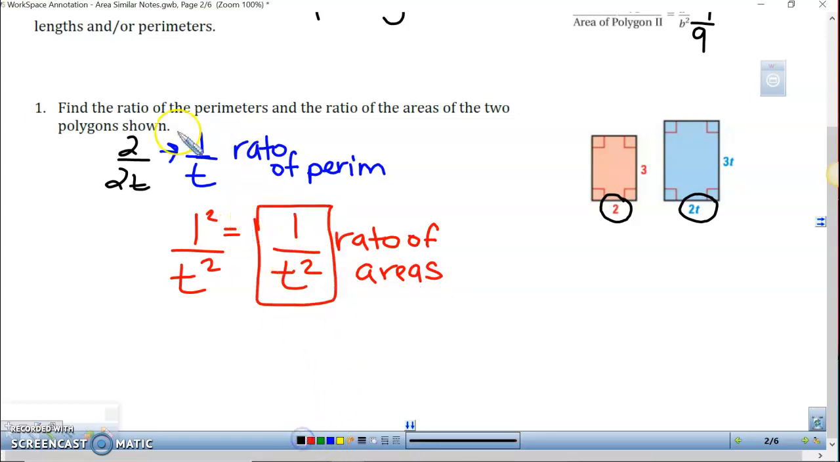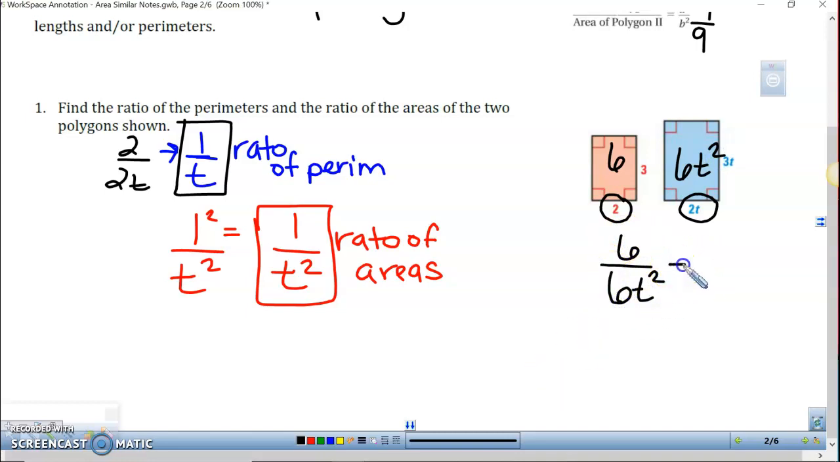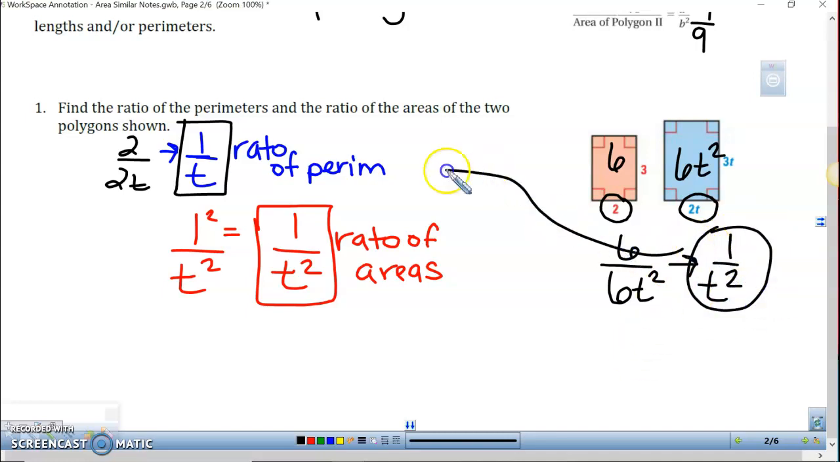Now, if you want me to prove that to you, I can prove that to you because we actually can find the areas over here. So if I found the area of this rectangle, I get 6. If I found the area of this, I get 6t squared. So these are similar and correspond. If I were to reduce it, this is a ratio, and you see how the ratio is equal to the ratio.